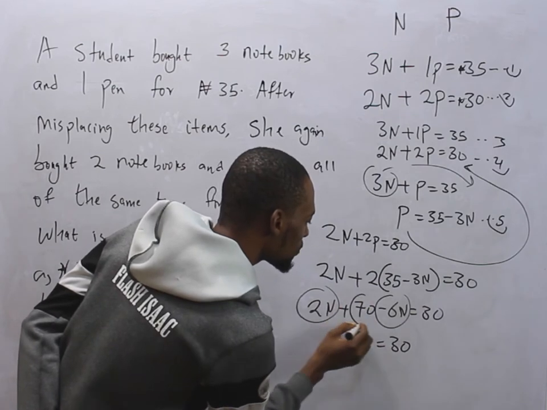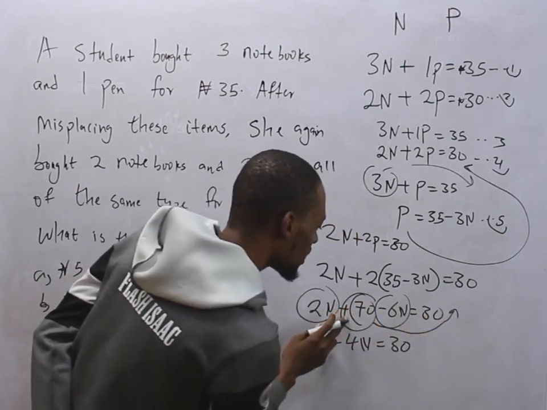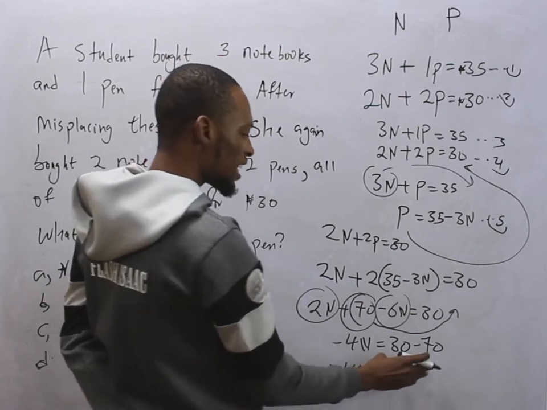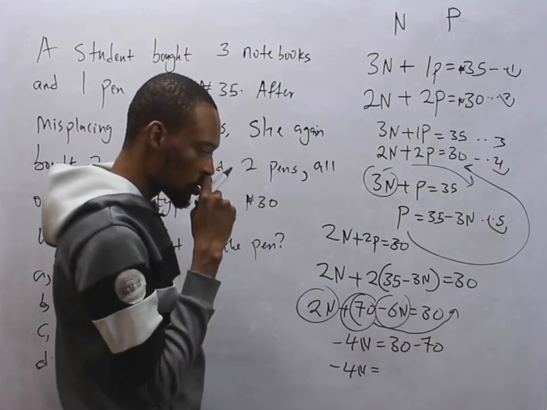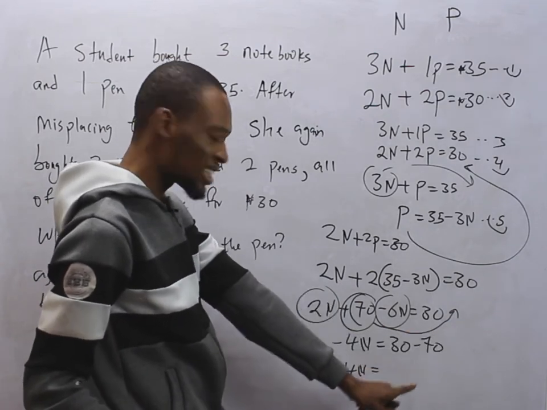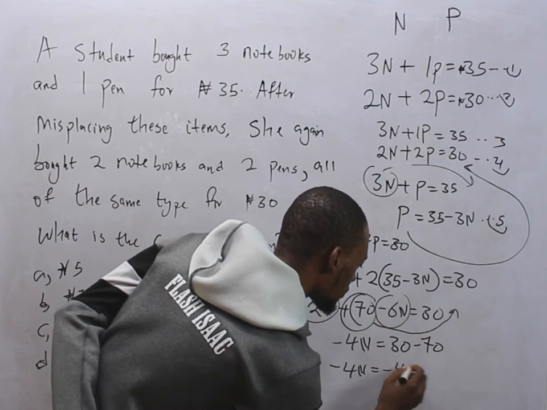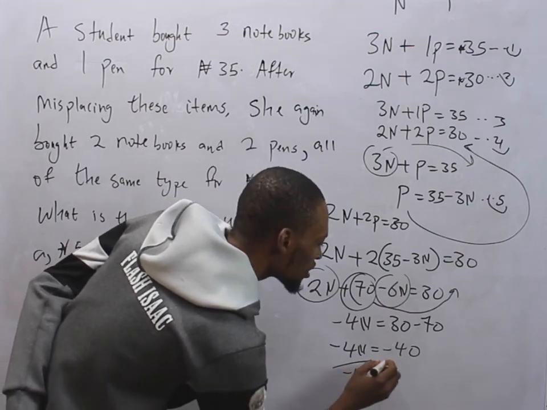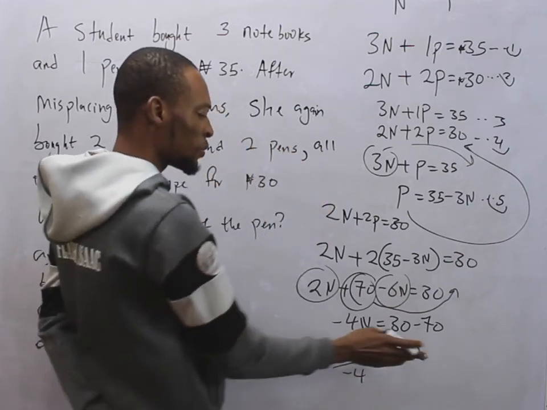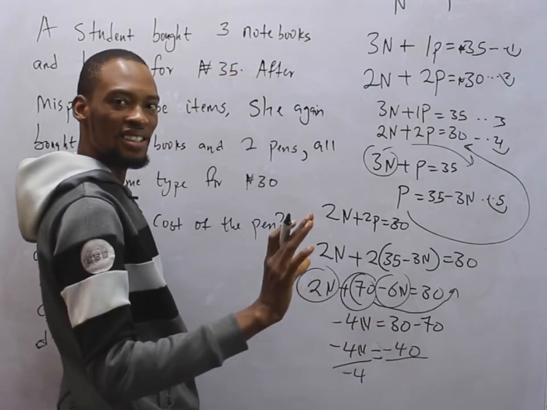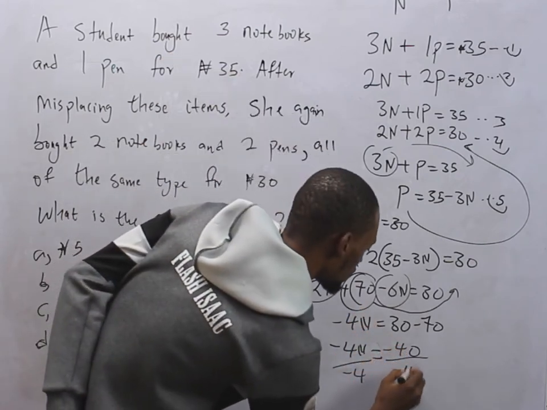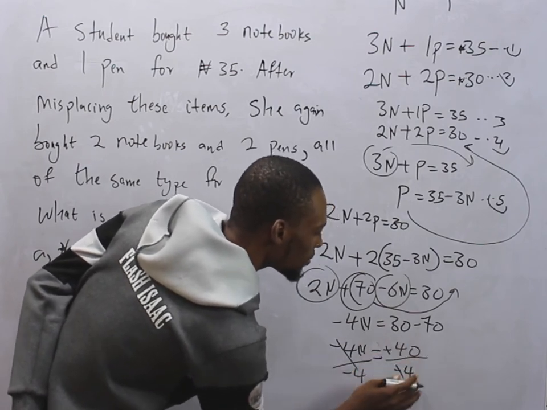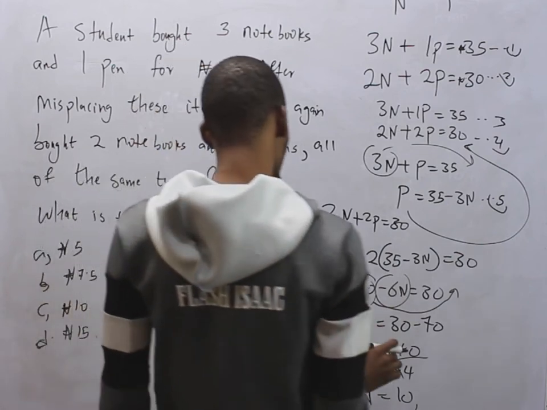Now we are collecting like terms. This plus 70 goes this way. It becomes minus, so minus 70. So this is minus 4N equals, on this other side also, you have 30 and you're owing 70. You certainly pay the 30. You'll still be owing 40. So this is minus 40. So here we are looking for N, not minus 4N. So we divide here by minus 4. For an equation to be balanced, what you do to this side must happen to the other side. This is to make the equation remain the same, to keep the integrity. So here is minus 4. So minus 4N divided by minus 4, leaving behind N, equals minus 40 divided by minus 4, which is 10. So note, cost 10 naira.